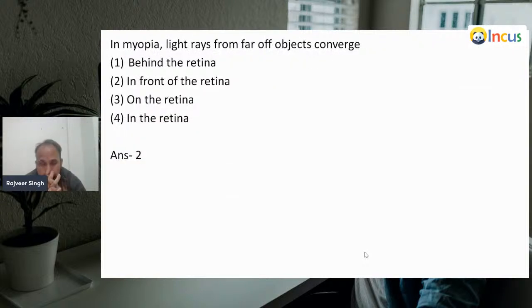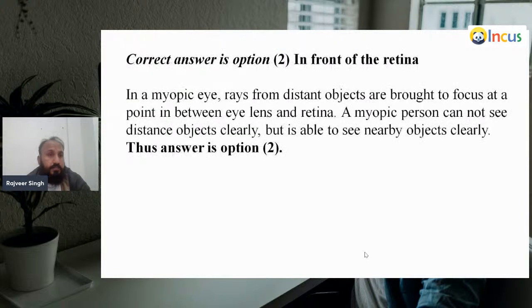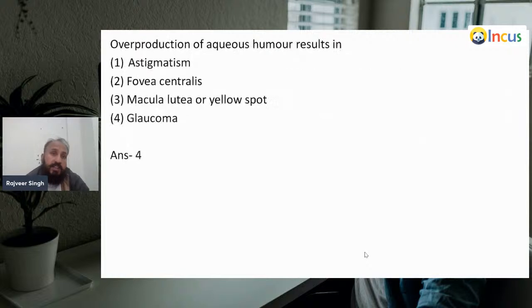Next question: in myopia, light rays from a far-off object converge behind the retina, in front of the retina, on the retina, or in the retina? The answer will be in front of the retina. Why? Because in a myopic eye, rays from a distant object are brought to a focus at a point between the eye lens and the retina. A myopic person cannot see distant objects clearly but is able to see nearby objects clearly. So our answer is the second, in front of the retina.